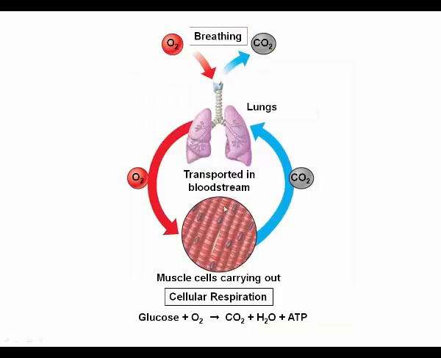So in all of our cells, our trillions of cells, we've got these mitochondria going through cellular respiration, producing CO2, H2O, and then ATP. So it's not just muscle cells, it's all cells. And the byproduct CO2 has to be removed. We also have to constantly bring in oxygen in order to go through cellular respiration.